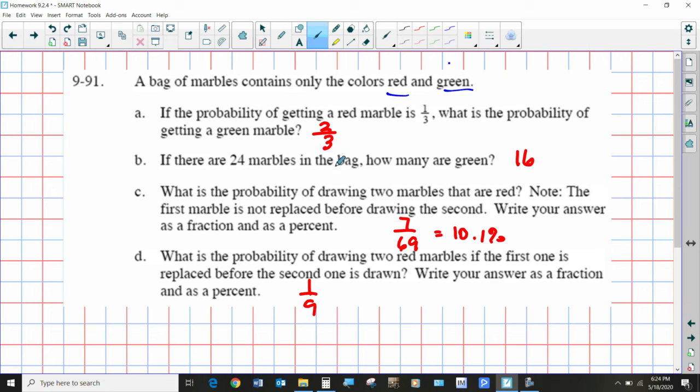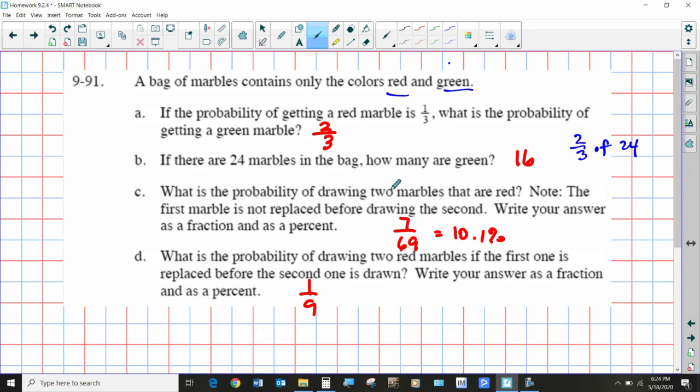If there are 24 marbles in the bag, how many are green? Well, it's a 2/3 probability, which means that 2/3 of the 24 are green. So you're going to multiply 2/3 times 24, and you get 16 for an answer, which means the rest of them, 1/3, there must have been 8 of the red.